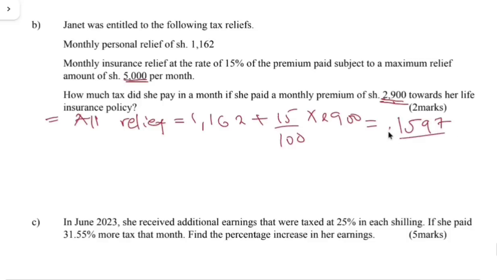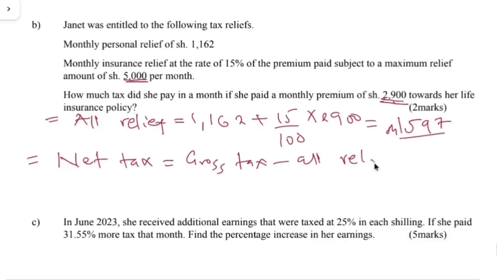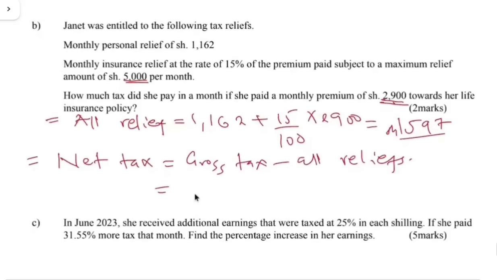So for you to get your net tax, so you take your gross tax minus all the reliefs, in which reliefs zako zote tayari ushajua. So gross tax yako hapa tulisema 5,164 minus hizo reliefs zako 1,597. So 5,164 minus ile answer uliopata itakupa 3,567 shillings.